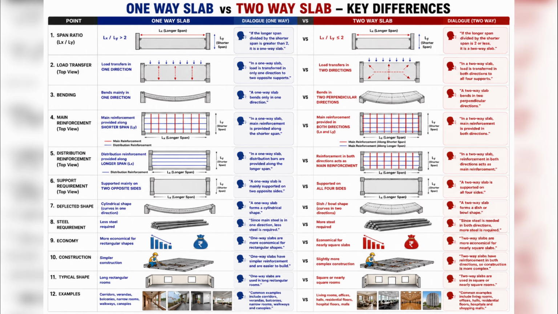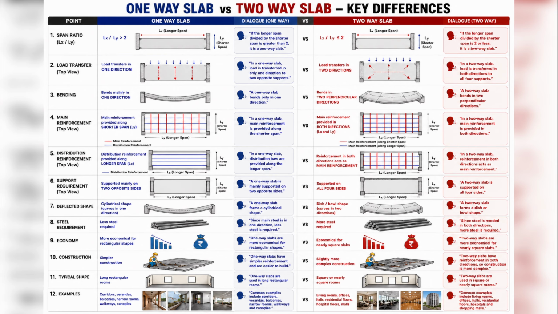9. Economy. Economy depends on the room shape. One-way slabs are more economical for long rectangular rooms, while two-way slabs are more economical for square or nearly square rooms. 10. Construction. Construction is simpler in a one-way slab because of its straightforward reinforcement layout.